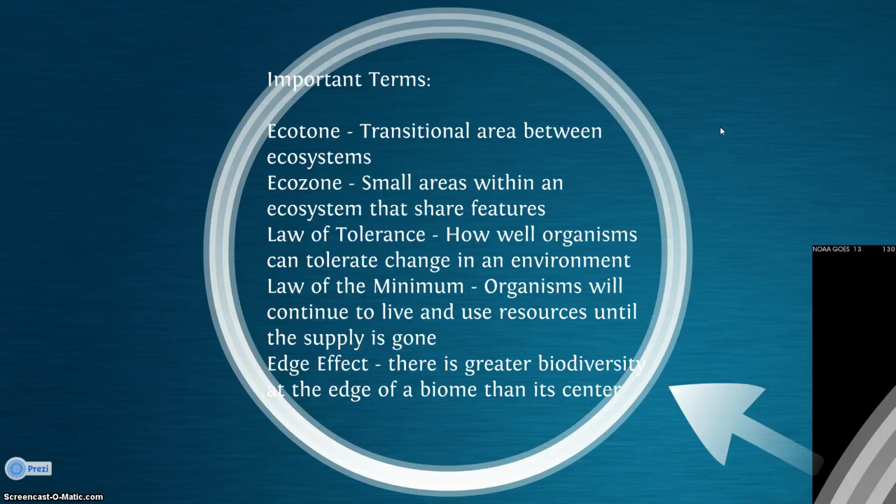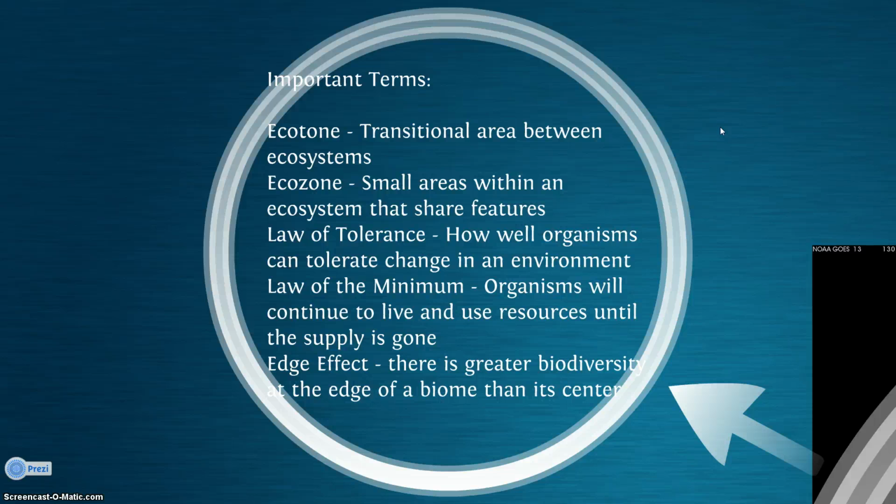Important terms for this, I want you to remember. First of all, when I look at biomes, it's very easy to assume that biomes are very strict regions. So you see one and then you see another. But when we really look at them and when you're in that environment, we actually come across areas called ecotones. Those are transitional areas between the ecosystems.